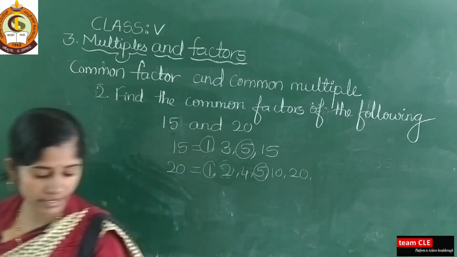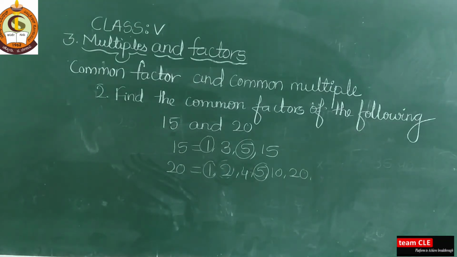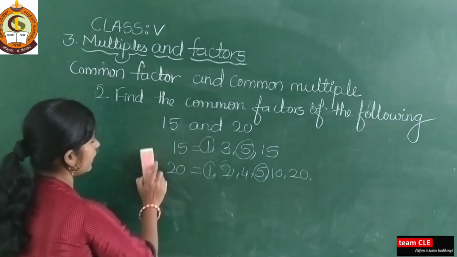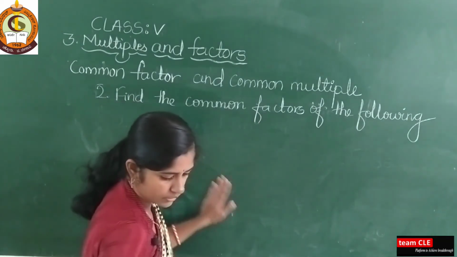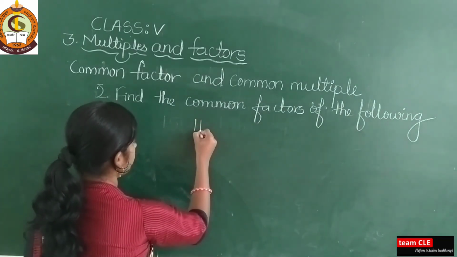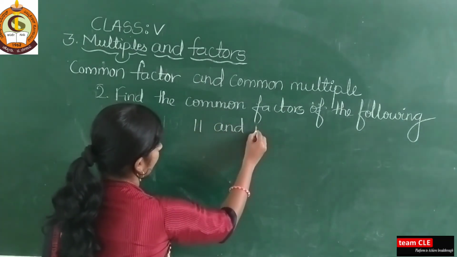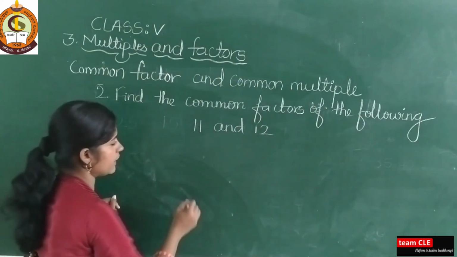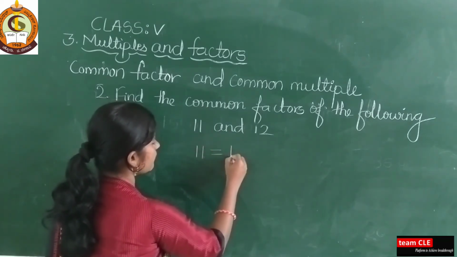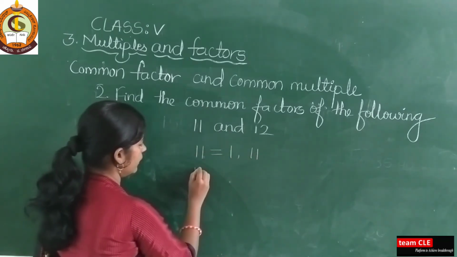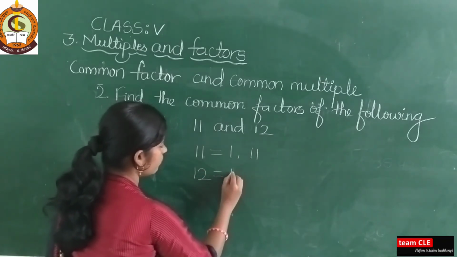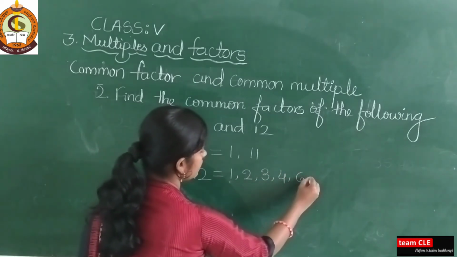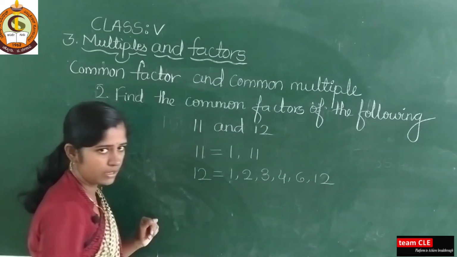Okay. So next, take one more example. I will take 11 and 12. Already you know 11 is a prime number and 12 is a composite number. So 11 is there in the 1 ones table and 11 ones table, and for 12, it is there in the 1, 2, 3, 4, 6 and 12 tables.